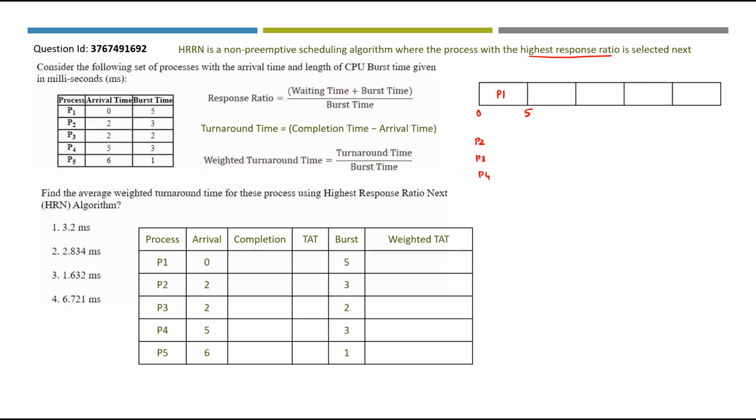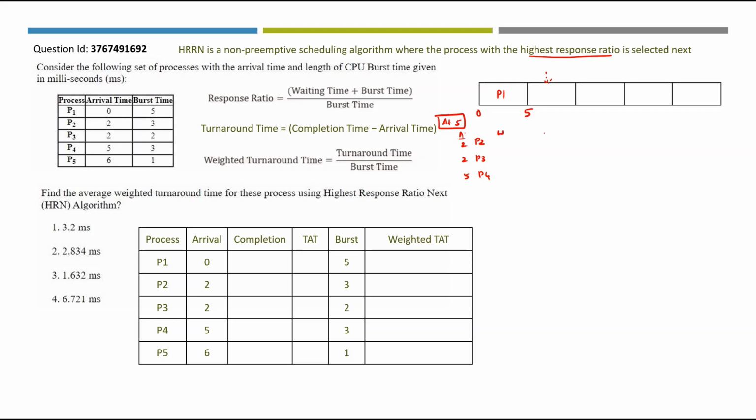We have to find the response ratio of these three processes. So what is the arrival time here? Let me write it here. It is actually 2, 2 and 5. Let's take the time here as 5, just to find out this particular slot. We are going with this particular calculation.